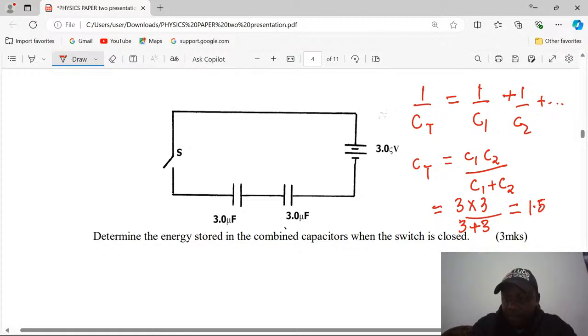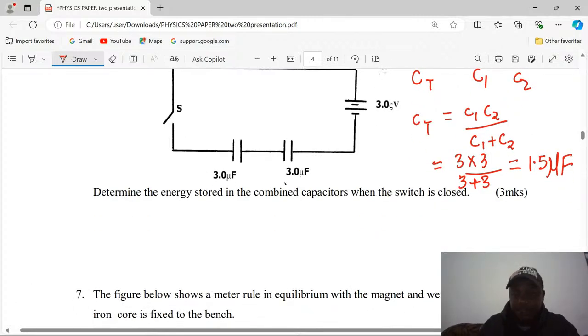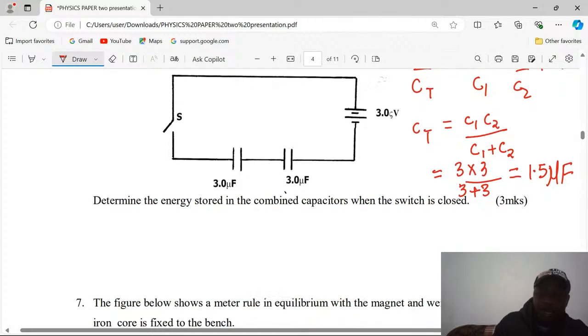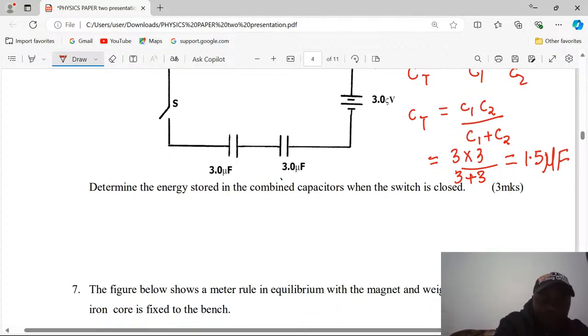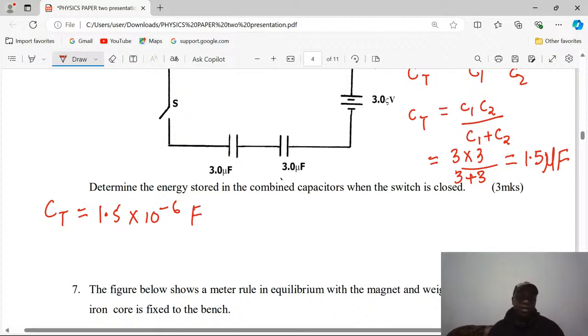1.5 microfarads. This one is the effective capacitance. Instead of microfarads, we can also have 1.5 multiplied by 10 power negative 6, so that the capacitance is in farads. Times 10 power negative 6 is another way of dividing by a million to get the SI units.